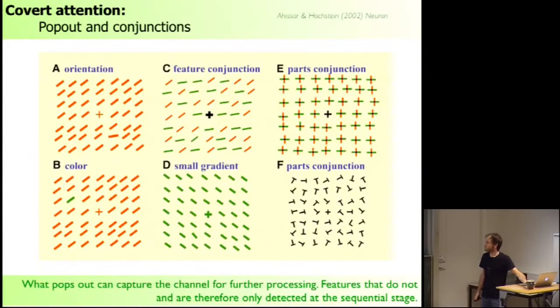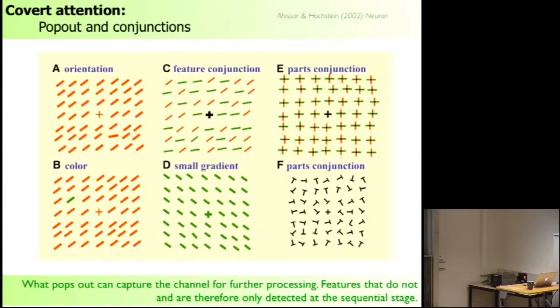So, for example, this one, A, it's about orientation. Every bar is red, except for one, so it pops out. And then there is color, where all the bars are red and have the same orientation, except for one, which is green. Every bar has the same orientation, but a different color. Because one is green, therefore it pops out.